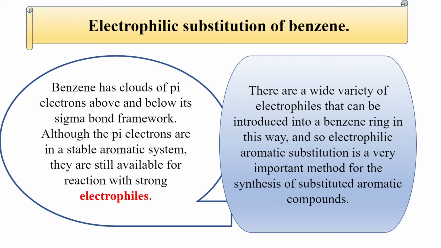Electrophilic substitution of benzene. Benzene has clouds of pi electrons above and below its sigma bond framework. Although the pi electrons are in a stable aromatic system, they are still available for reaction with strong electrophiles. There are a wide variety of electrophiles that can be introduced into a benzene ring this way. And so electrophilic aromatic substitution is a very important method for the synthesis of substituted aromatic compounds.